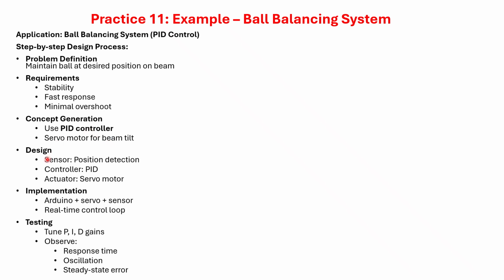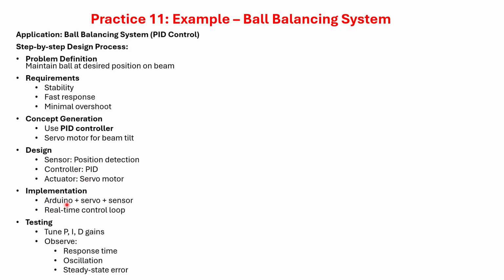Then in the design phase, we first identify the components we are going to use. We are going to use a sensor, controller, and actuator. For the sensor, we are going to use an ultrasonic or IR sensor for position detection. The controller we already identified as a PID controller, and the actuator is a servo motor. So we are using these components. First we have to design the system. After designing the system, we need to implement it with the controller.